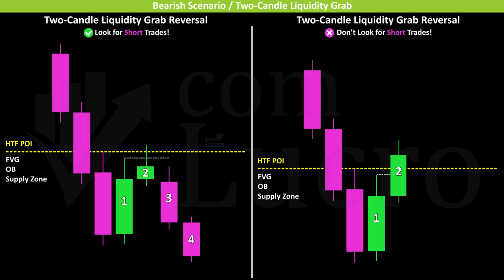However, if the second candle closes above the first candle's high and also closes above the higher time frame point of interest, then the setup no longer represents a bearish reversal. Instead, this becomes a continuation scenario, suggesting that price may continue expanding higher. In this situation, we should avoid looking for bearish or short setups because the market is showing acceptance above the higher time frame level rather than rejection, signaling potential bullish continuation instead.